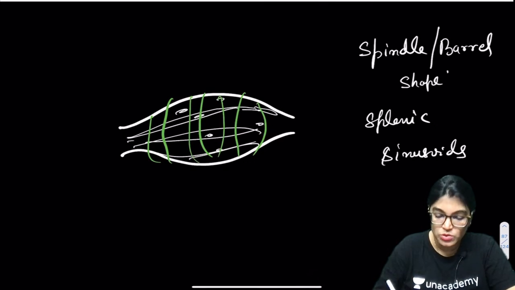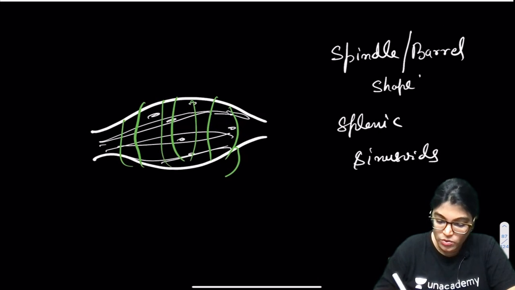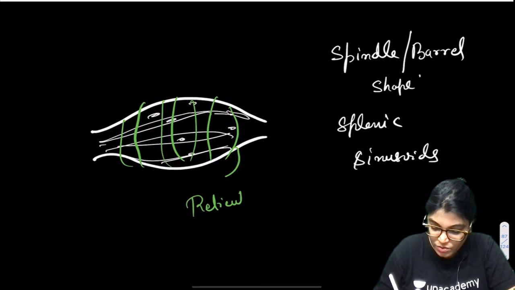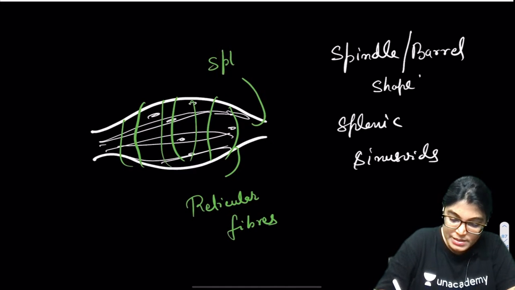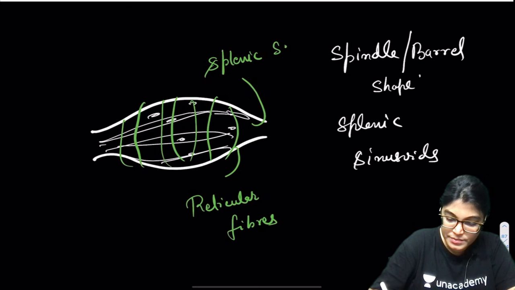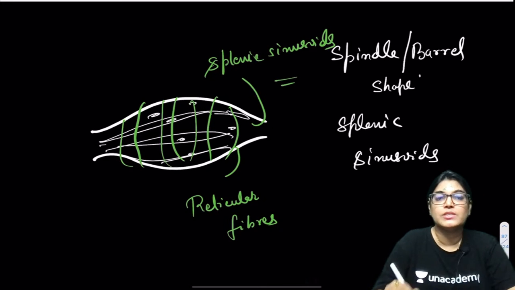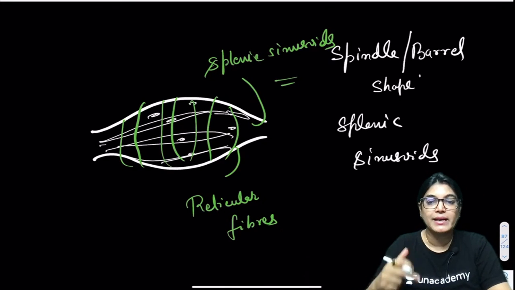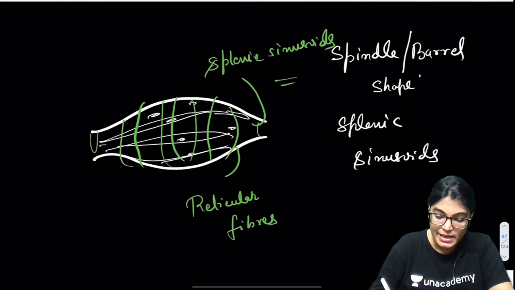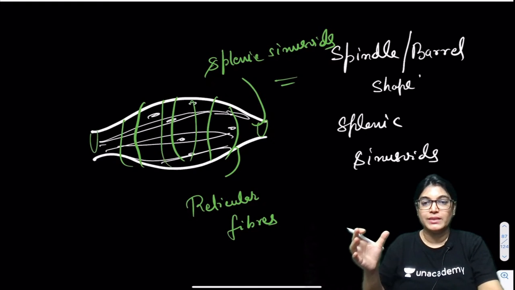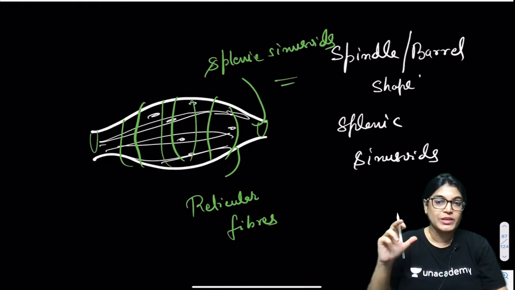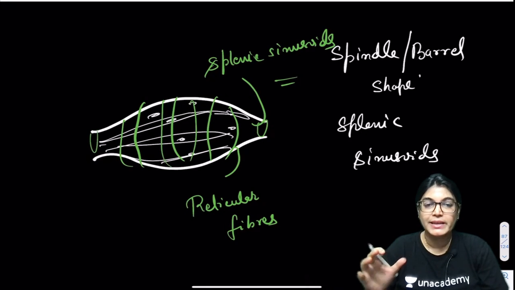So inside there will be, these are the reticular fibers, and this is the splenic sinusoid. Now this whole appearance, where a splenic sinusoid is covered by reticular fibers, looks like a barrel. A barrel is like a wooden casket in which wine and beer are fermented. The shape is like this.